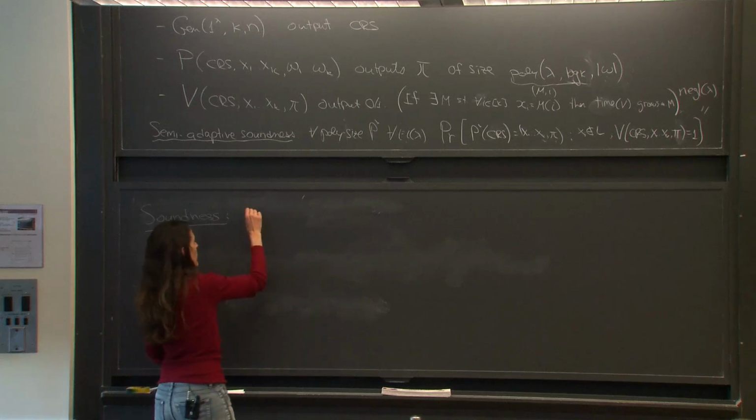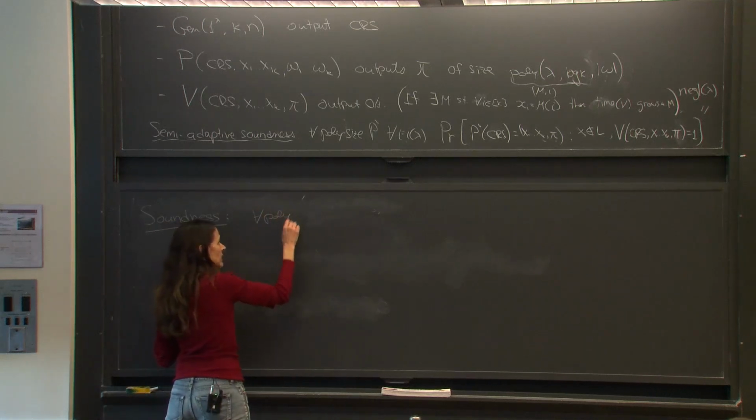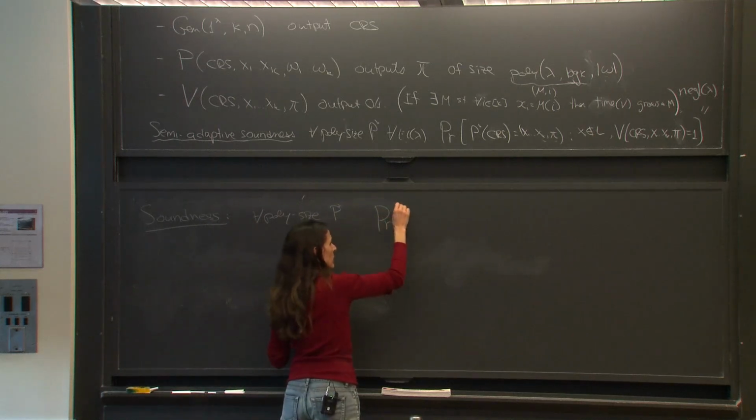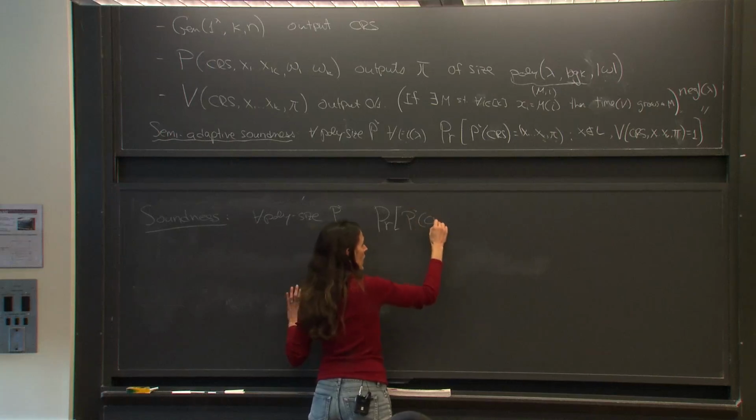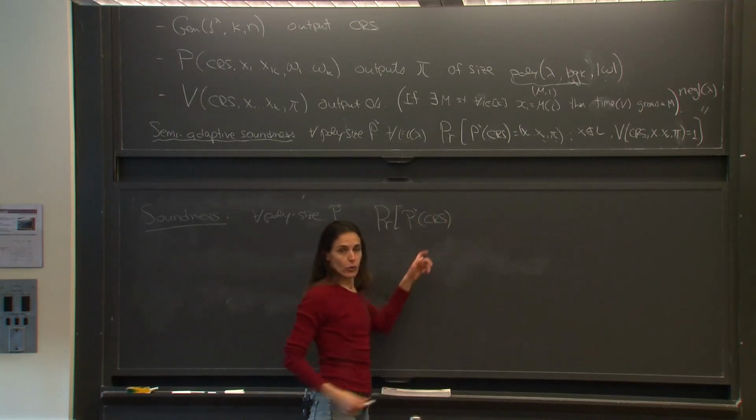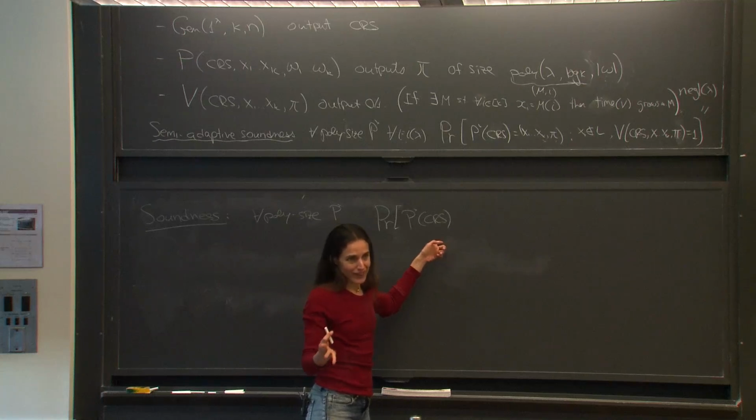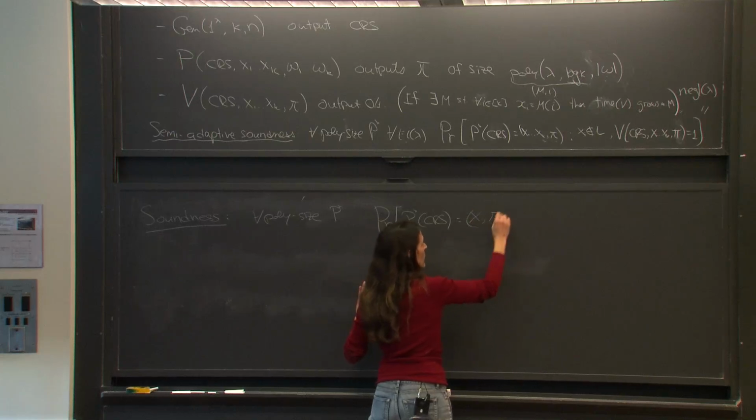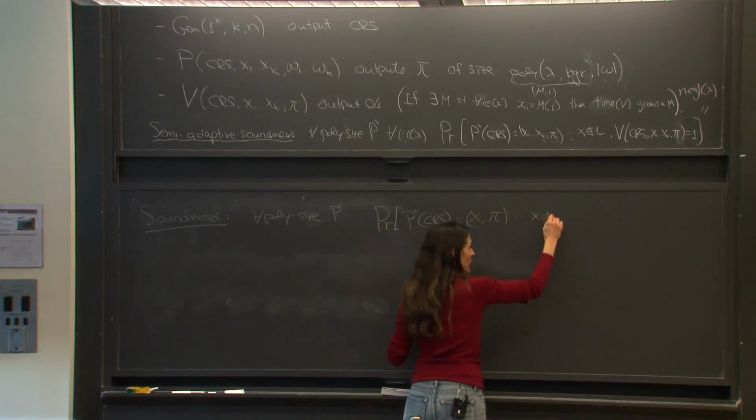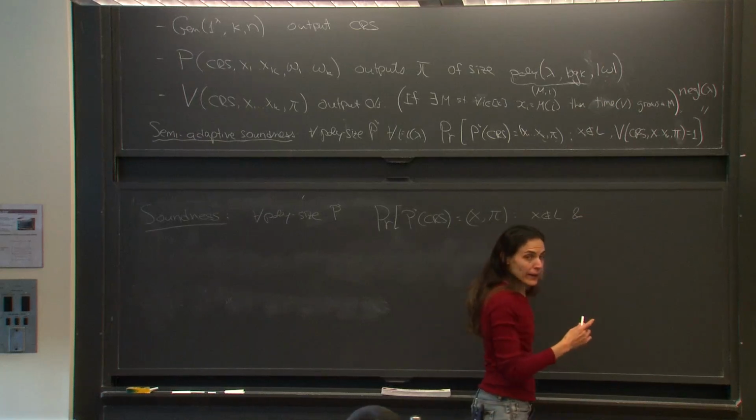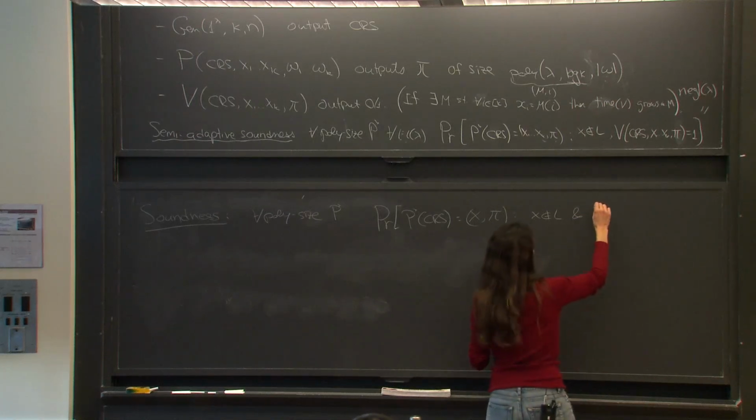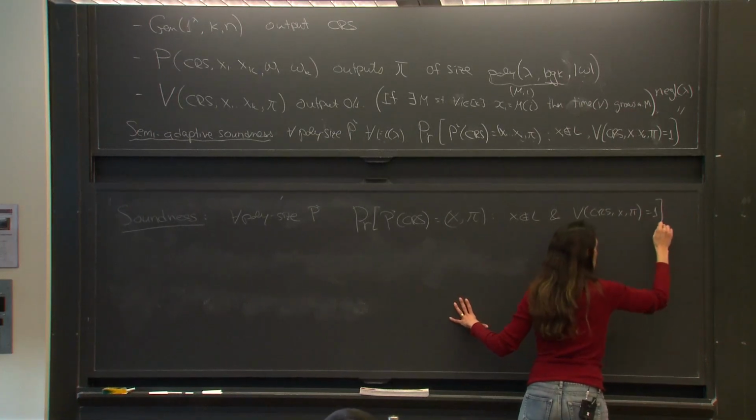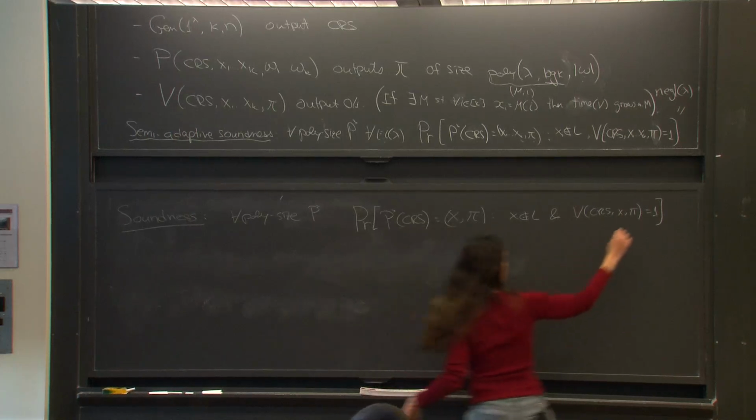We need to prove that for any polynomial size cheating prover P star, the probability that P star takes a CRS of the SNARG, so a hash key and a CRS for the BARG, and outputs some X and pi such that X is not in the language and the SNARG is satisfied, V on CRS, X, pi outputs 1, is negligible.